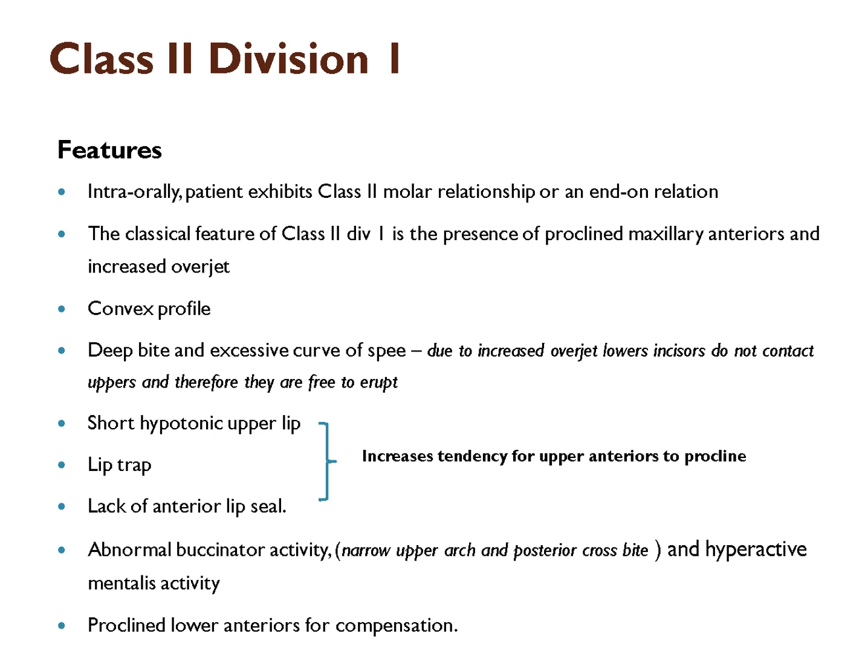Due to increased overjet, lower incisors do not contact the uppers and therefore they are free to erupt. Patient might have a short hypotonic upper lip, lip trap, lack of anterior lip seal, abnormal buccinator activity, and proclined lower anteriors for compensation.